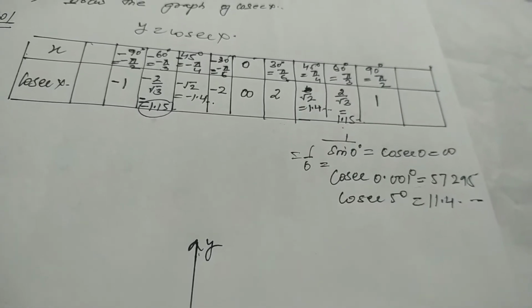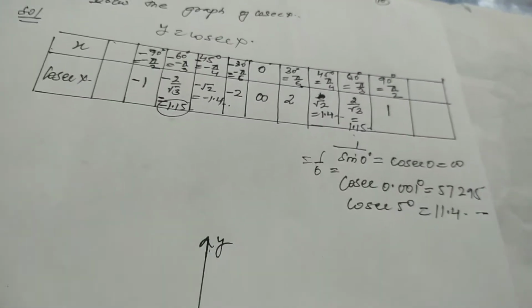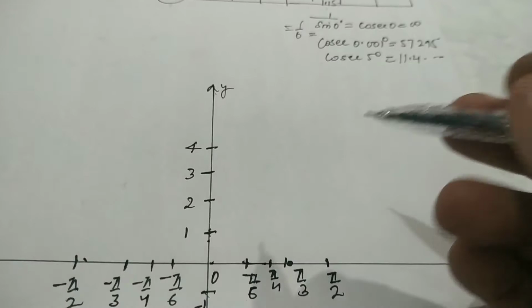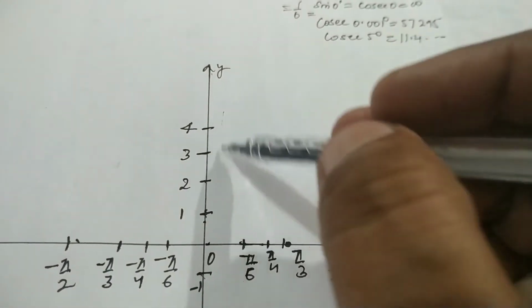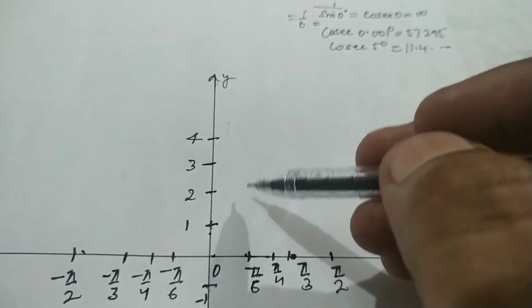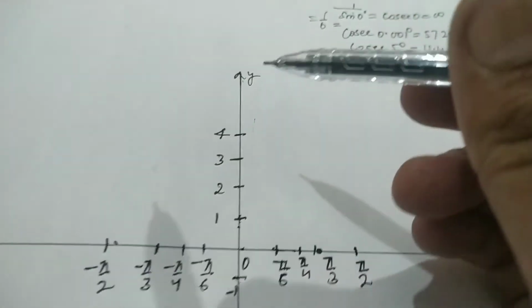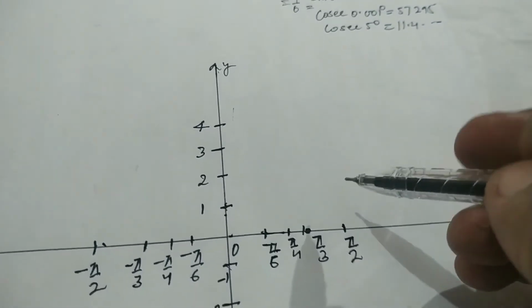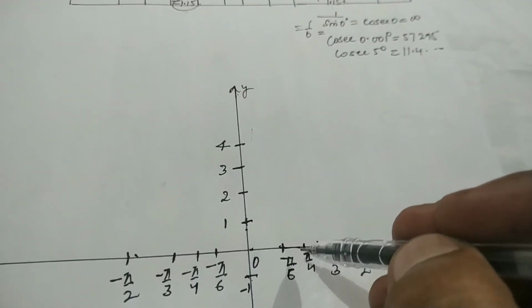Now check it, at 0 this is infinity, and the y-axis is working as an asymptote. That means the graph of cosec x never meets the y-axis, and the y-axis works as an asymptote here. And now look, plot the points.